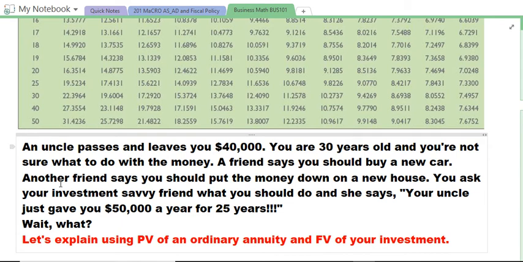So the scenario is this: an uncle passes and leaves you with $40,000. You are 30 years old and you're not sure what to do with the money. A friend says you should buy a new car. Another friend says you should put the money down on a new house. You ask your investment savvy friend what you should do, and she says your uncle just gave you $50,000 a year for 25 years. Wait, what? All right, let's explain using present value of an ordinary annuity and the future value of your investment.